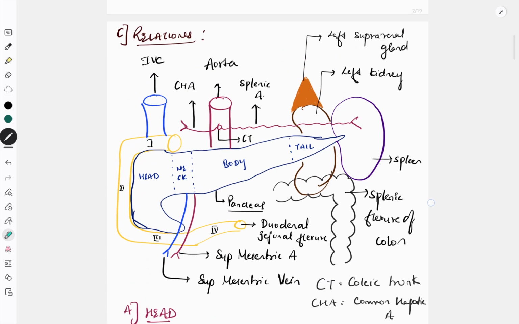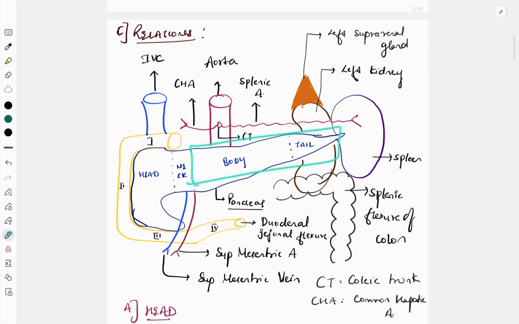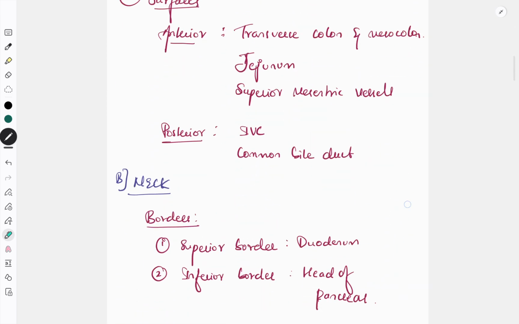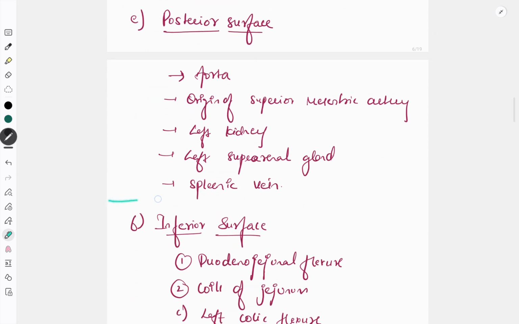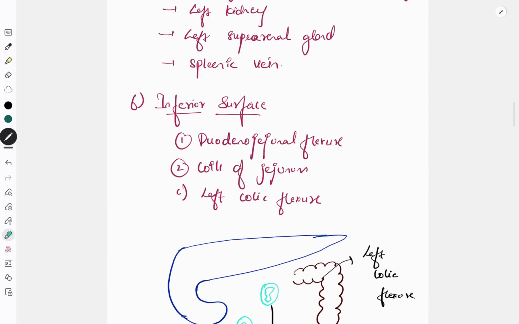So that is why it is a posterior relation of the body of the pancreas. So the posterior relation of the body of the pancreas, if we see, you have the aorta, and then you have the origin of the superior mesenteric vessels, you have the left kidney, you have the left suprarenal gland. Along with that, over here you can see the splenic vein passing through in the posterior surface of the body of the pancreas. I hope till here it is very easy. I mean, the next also will be easy.